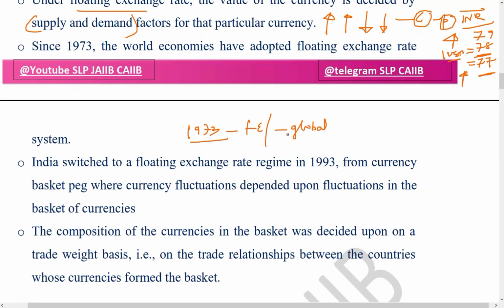Before that, they were following a fixed exchange rate. Since so many problems were there, a crisis happened. After that, they moved to the floating exchange rate system. India switched to the floating exchange rate regime in 1993. We changed to the floating exchange regime in 1993. Before that, we were also following a fixed exchange rate.